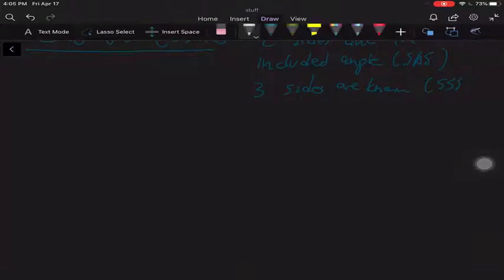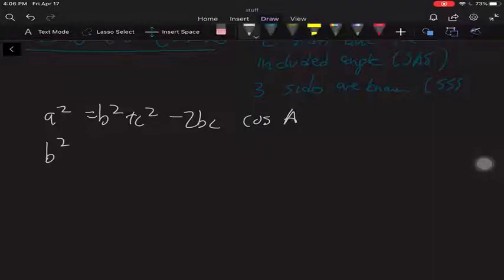So the law of cosines states that if A, B, and C are the measures of the angles of a triangle, and a, b, and c are the lengths of the sides opposite these angles, like we saw earlier under the law of sines, then a squared is equal to b squared plus c squared minus 2bc cosine of A, or b squared is equal to a squared plus c squared minus 2ab cosine of B.